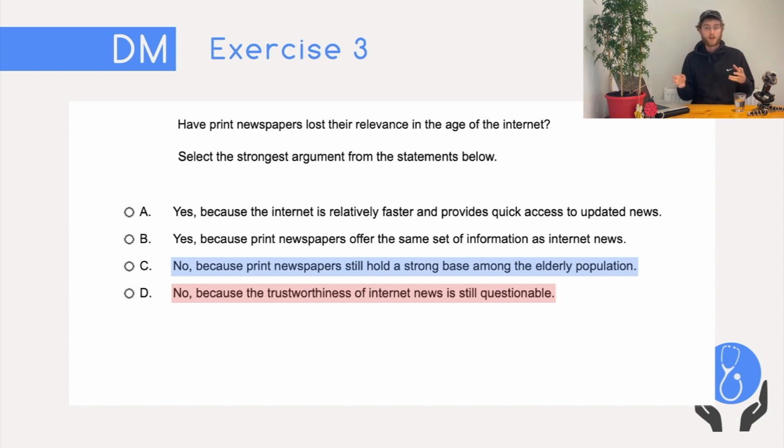That may be true, and that may be a good reason, but because it doesn't compare the newspapers to the internet, it isn't actually answering the question, which is asking us to compare news on the internet and newspapers. So that's why this C is a partial answer. So again, opinions, partial answers. Very rarely will it be the answer to these kind of questions. So we're left with A and B.